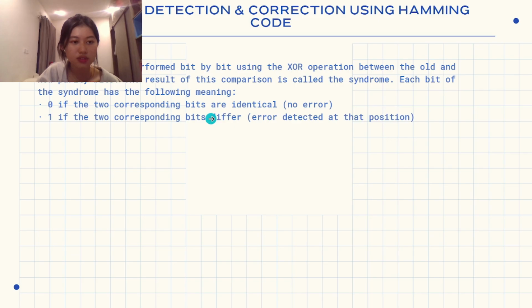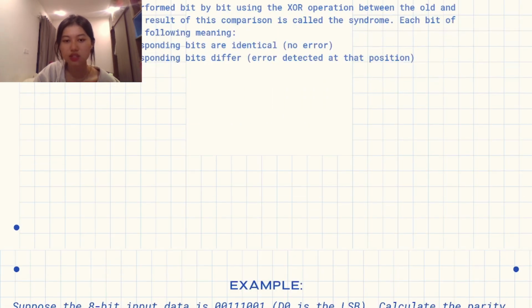So the comparison is performed bit by bit using the XOR operation between the old and new parity bits. The result of this comparison is called the syndrome. Each bit of the syndrome has the following meaning. Zero, if the two corresponding bits are identical, it means there is no error, and one, if the two corresponding bits differ, this means an error is detected at that position.